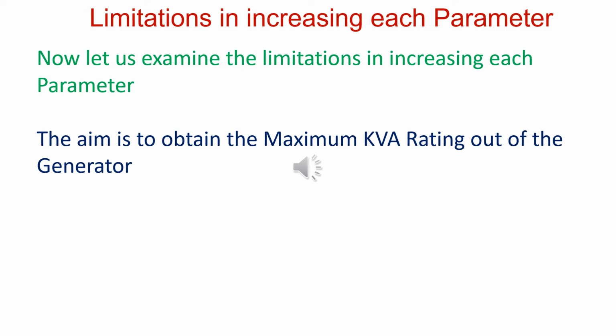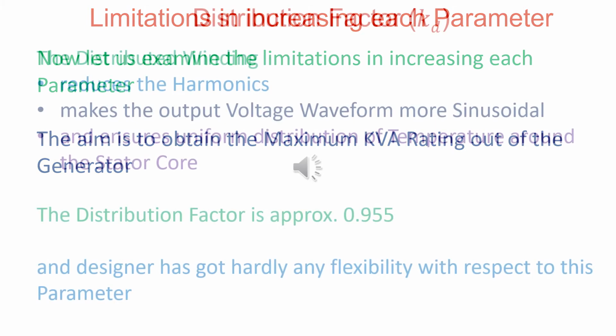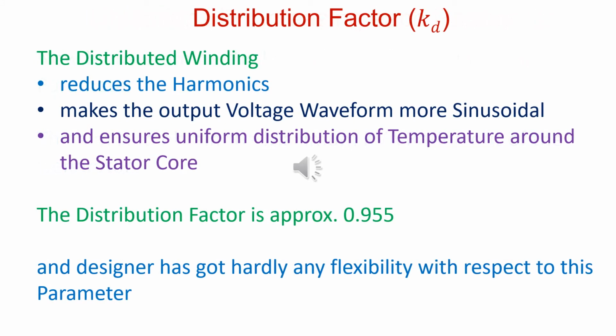Let us examine what is the limitation in increasing each parameter. Let us examine distribution factor Kd. Distributed winding reduces harmonics. It also ensures uniform temperature all around the stator core. It is approximately equal to 0.955. Hardly anything can be done to increase this parameter.